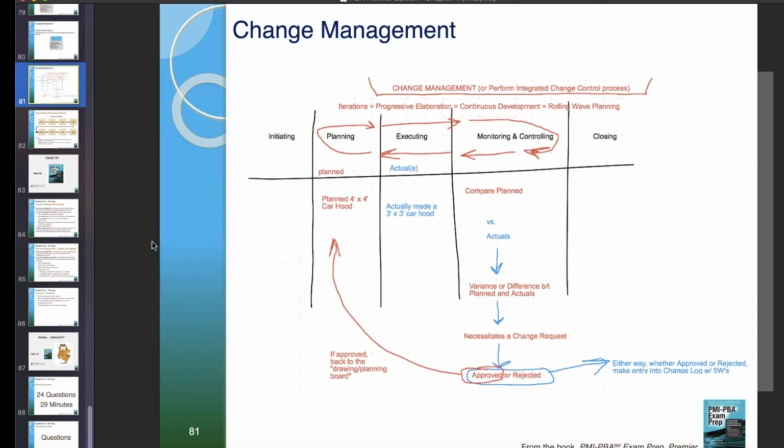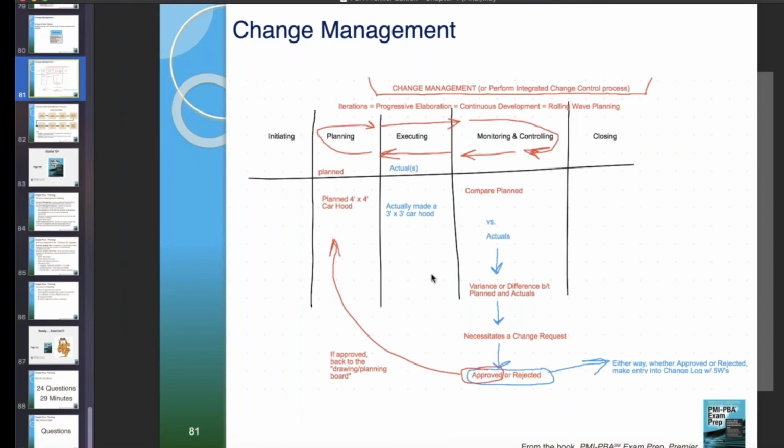And change management, we've already discussed this. You compare plan to actual. You plan to make a 4-foot hood, you actually made a 3-foot hood. Compare plan to actual. This is on a more predictive project where there's more planning because there's higher risk. A variance or difference between planned and actual necessitates a change request. It either gets approved or rejected. Regardless of which one it is, you're assessing impact.